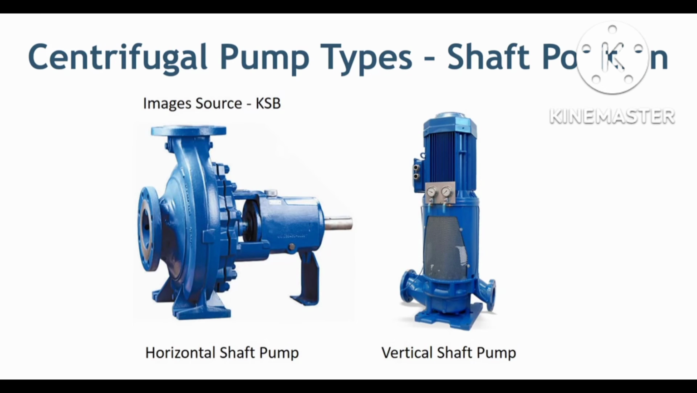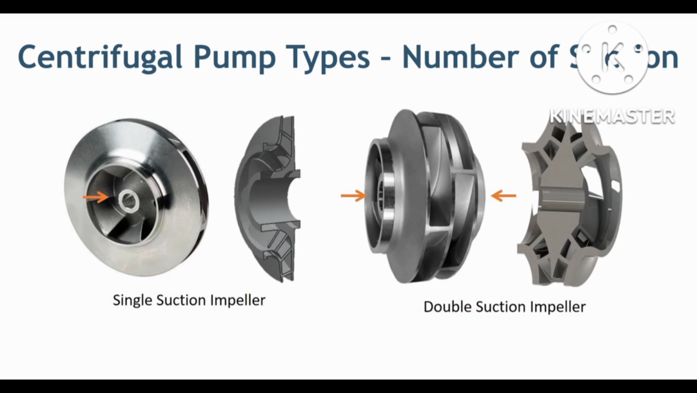Based on the number of suctions, centrifugal pumps can be single or double suction type. Most centrifugal pumps have a single suction design. However, when the flow rate is very high, single suction will not be enough. In this case, double suction pumps are used. The impeller of this type of pump is designed in such a way that liquid enters from both sides of the impeller as compared to a single side in the normal case.